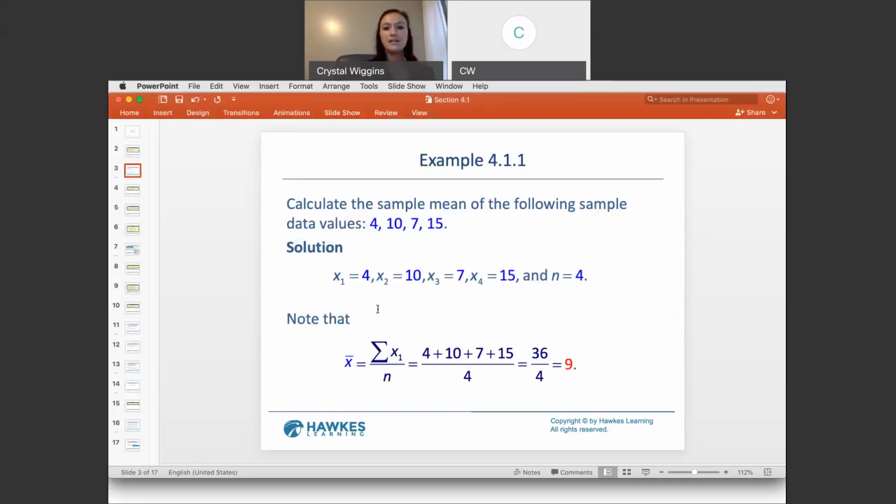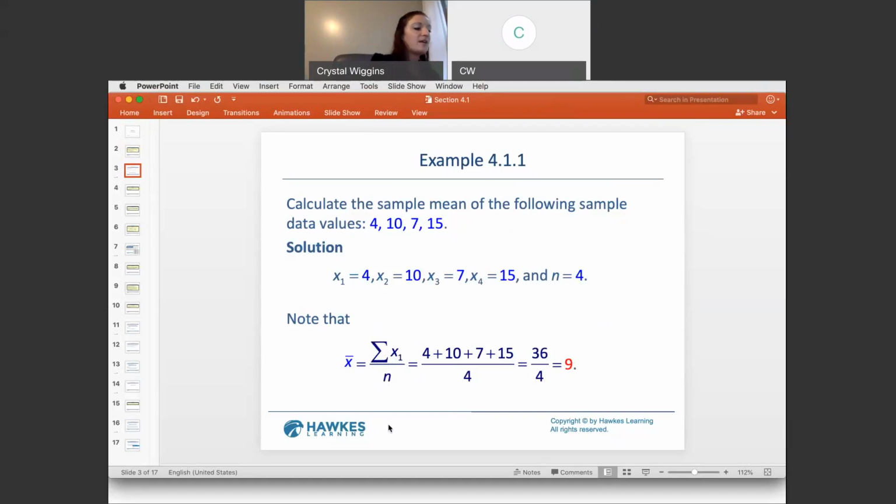Another example is if you were given the values 4, 10, 7, and 15. Again, if we count them, there are 4 data values in total. So we add them up, divide by how many data values we have, and we get a mean of 9 for the data set. Now, this is fancy language. This fancy E symbol is a mathematical symbol that means add them up, or the sum, S-U-M, sum symbol. So it's telling you to add your data values and divide by n. Little n is the sample size.